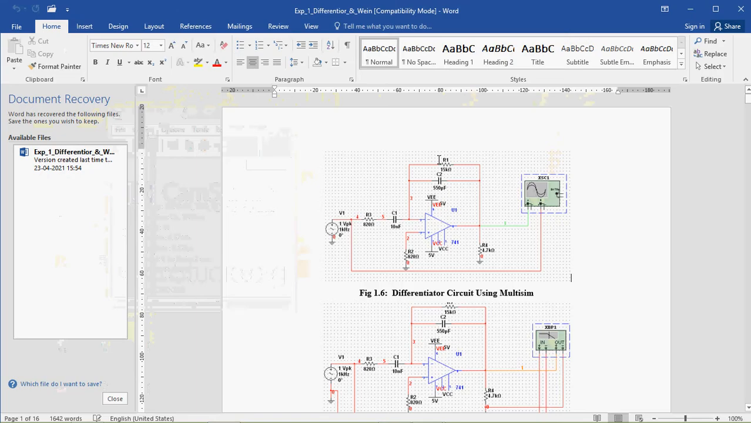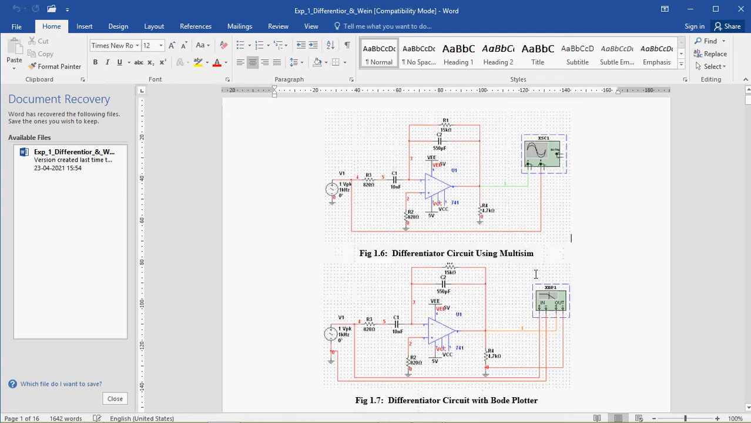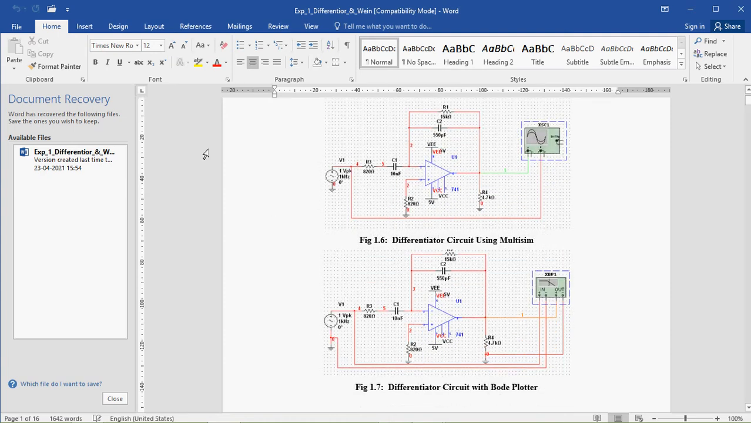So welcome to Linear Integrated Circuit Laboratory. Today we are going to see the simulation of a differentiator circuit. So this is the differentiator circuit. We have used IC741 op-amp.